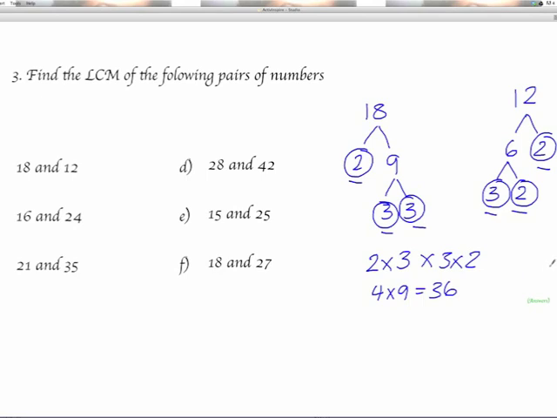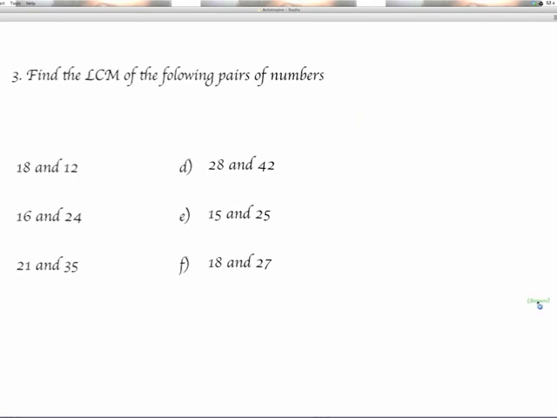You're going to do the same thing for the rest of these questions, and then I'll show the answers for you to check. Okay, so here are the answers.